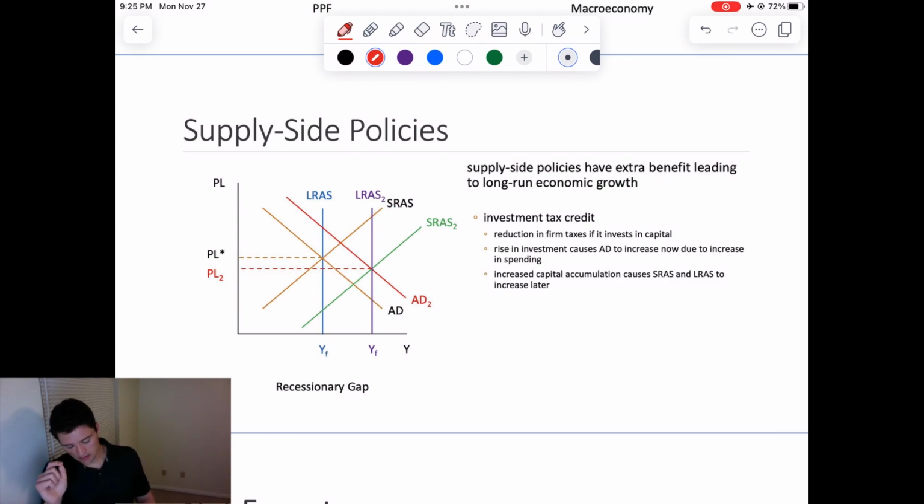And this works like this. By you investing, increases aggregate demand. By you investing, you have lower taxes. With lower taxes, you can increase the supply. And because you're investing in machines and technology, this could increase the potential. So that's called supply side policies. One of them being investment tax credit.